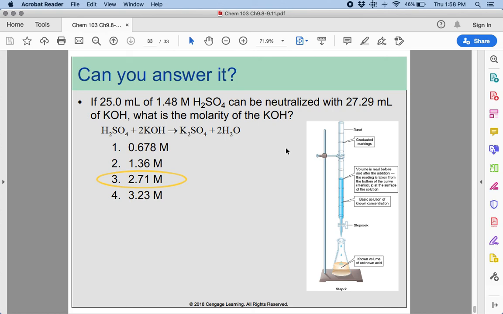But please be comfortable with what we talked about in terms of salts and strengths of acids and bases.